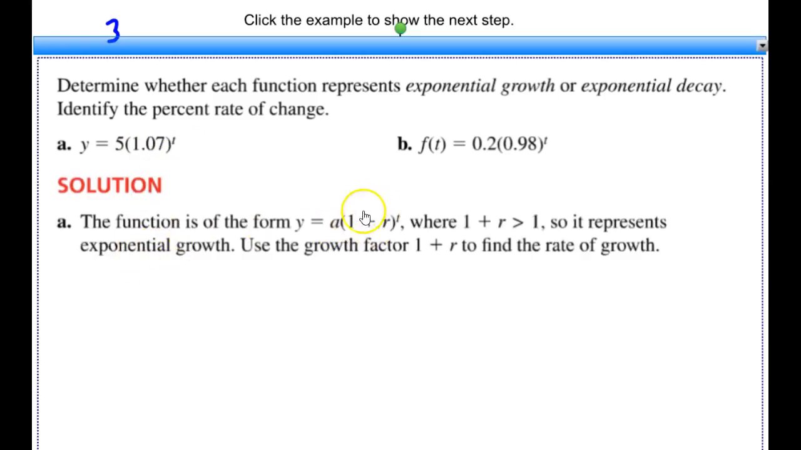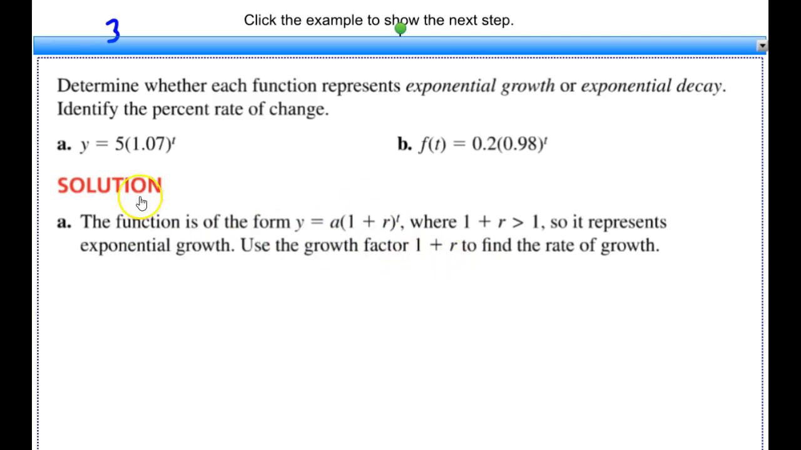So now we're going to be looking at example 3. I have to determine whether each function is growth or decay. In the last one we looked at a table of values, and now we are looking at some equations. So let's look at part A first. I see I have an A value, right? And here's where I see whether it's going to be growth or decay, and my exponent. So I have to write it in the right form.